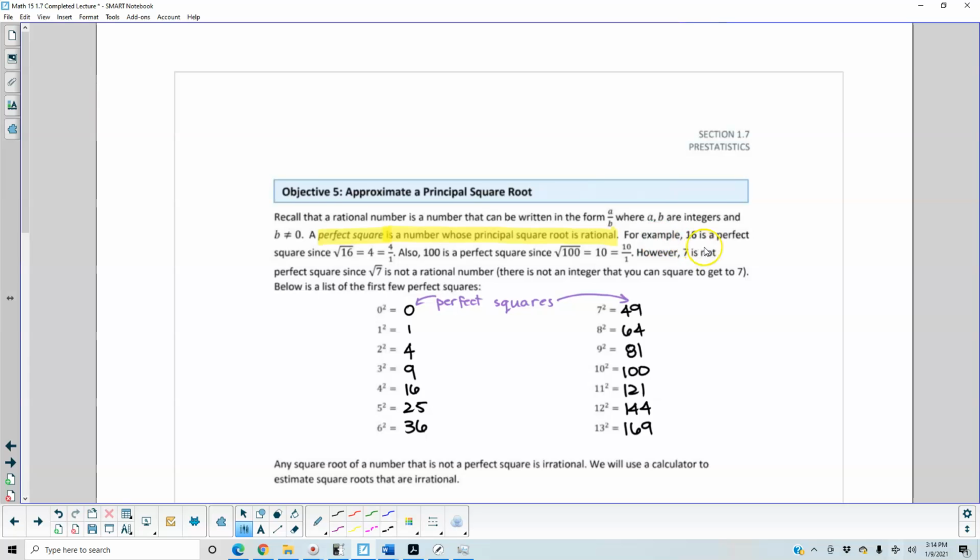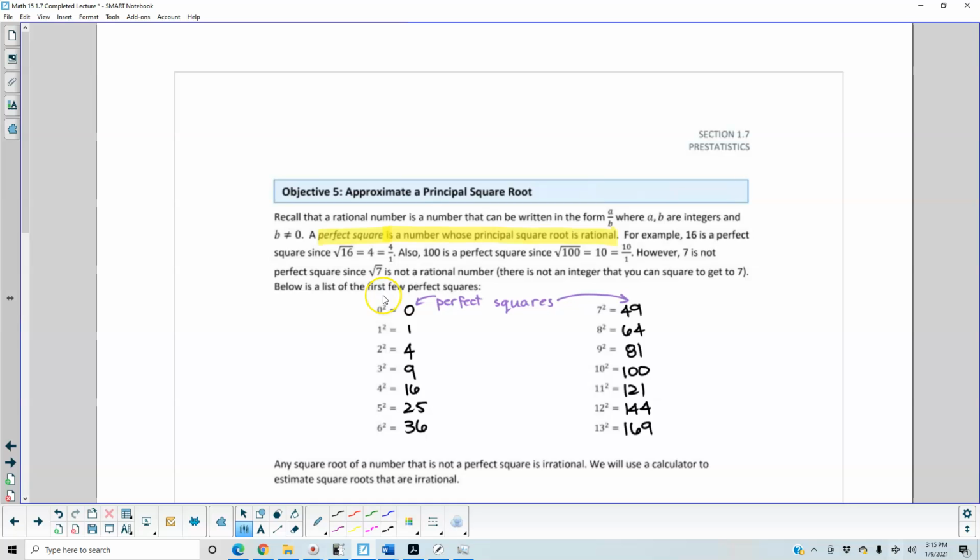So for example, 16 is a perfect square, since the square root of 16 is equal to 4, and that's equal to 4 over 1. Also, 100 is a perfect square, since the square root of 100 is equal to 10, which is equal to 10 over 1. However, 7 is not a perfect square, since the square root of 7 is not a rational number. There is not an integer that you can square to get 7.